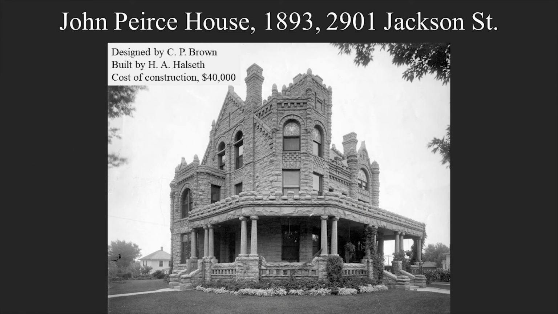The John Pierce House is a combination of Richardsonian Romanesque and Queen Anne style architecture. This building is still standing at 2901 Jackson Street, designed by Charles Porter Brown, built by contractor Håkan Halseth at a cost of $40,000. That is the most expensive house we'll see in this presentation.